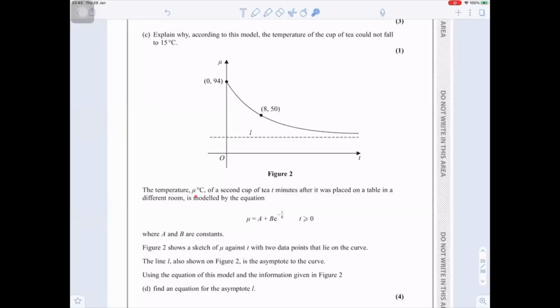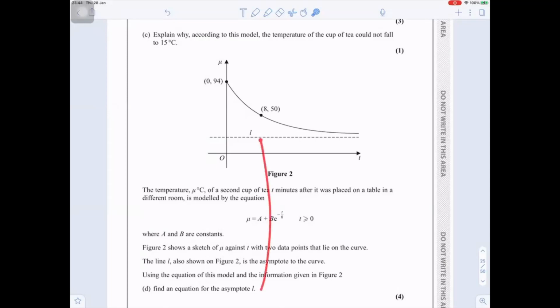The temperature mu degrees Celsius of a second cup of tea, t minutes after it was placed on a table in a different room, is modeled by the equation mu is equal to a plus b e to the minus t over 8, where a and b are constants. Figure 2 shows a sketch of mu against t with 2 data points that lie on the curve. The line L, also shown on figure 2, is the asymptote to the curve. Using the equation of this model and the information given in figure 2, find an equation for the asymptote L.